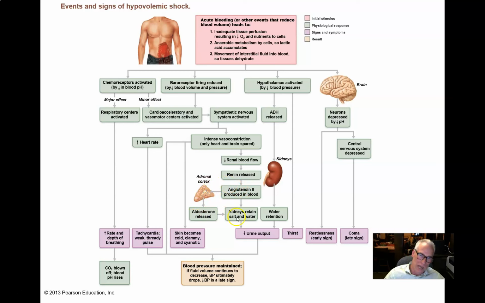Angiotensin II causes aldosterone release, which causes the kidneys to retain salt and water, increase blood volume, decrease urine output, and hopefully bring back some of the cardiac output.